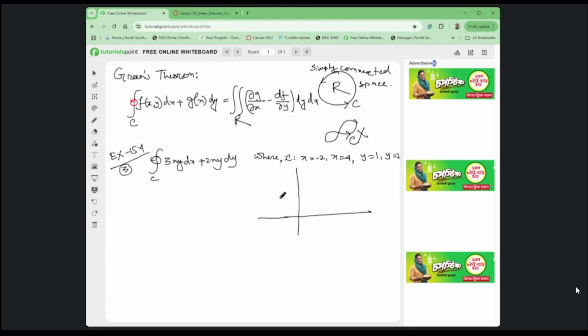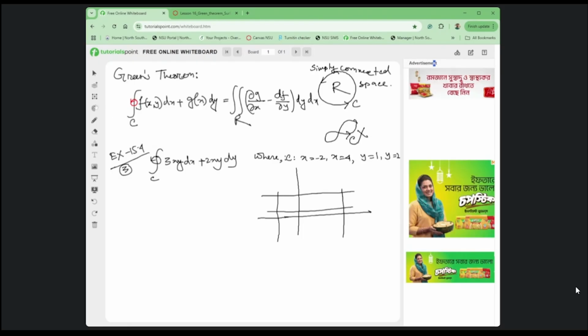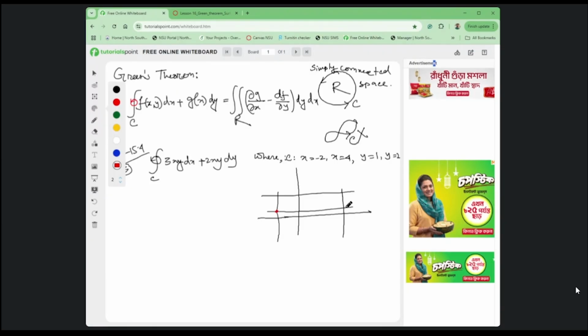x equals minus 2 is here, x equals plus 4, y equals 1, y equals 2. So we are going to mark up the points. That indicates this is one point, here is another point, there is this point, here is this point. That means the path should follow this track. Okay, here it is minus 2, it is plus 4, it is 1.